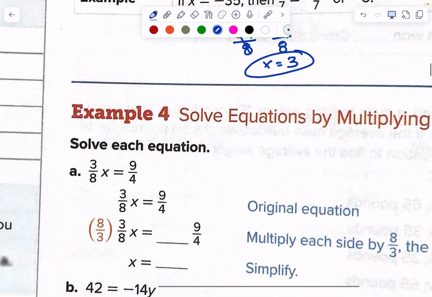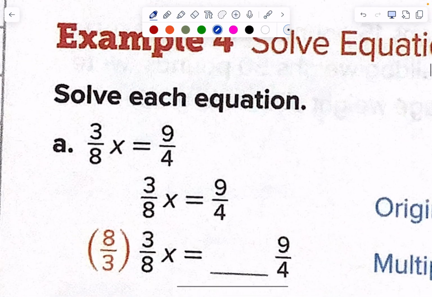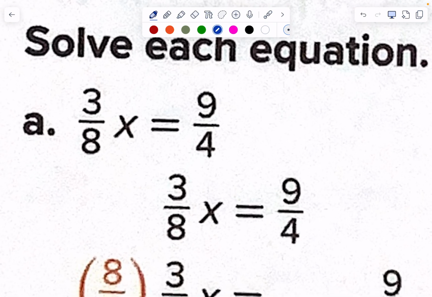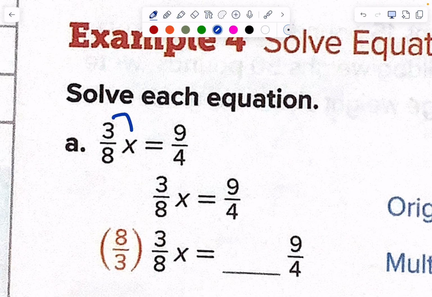All right, let's do this one. Whoa! An everything property of equality. I know. All right, this one's hard. 3/8 and x are being multiplied together, right? So I want to divide by 3/8. Now here's the problem. If I divide by 3/8 on both sides, if I'm taking a fraction, that cancels out on that side, right?